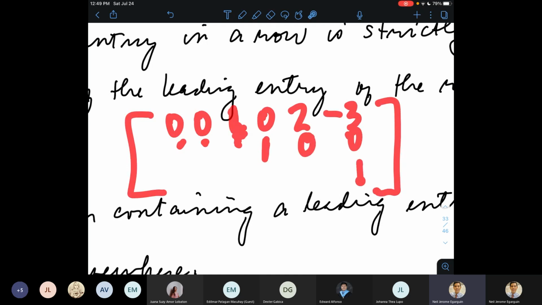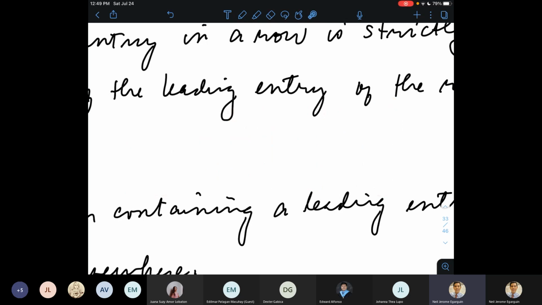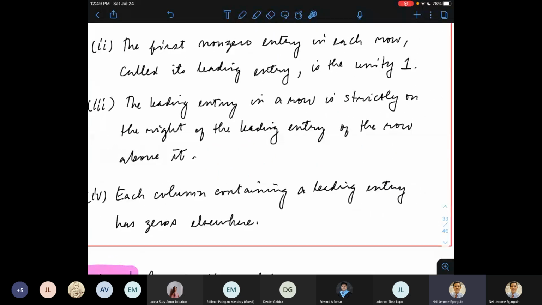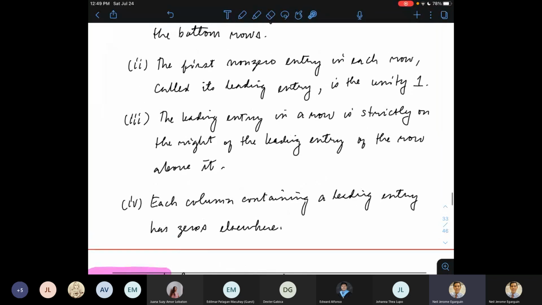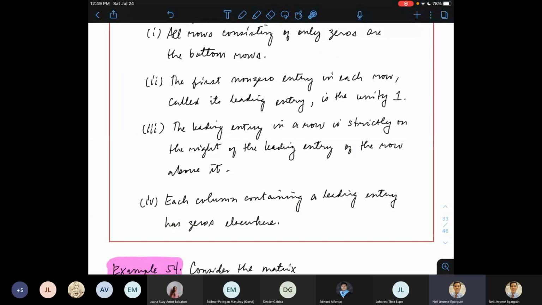And then the leading entry in the third row could be here. And since the leading entry must be 1, that's the first non-zero element. So dapat ganito yung itsura ng matrix, right? So yun yung sinasabi ng condition 3. Dapat lahat ng leading entry sa mga rows na nasa baba ay nasa kanan ng leading entry dun sa taas. Okay? And then the fourth condition, bawat column na may leading entry ay dapat 0 na ang laman sa lahat.